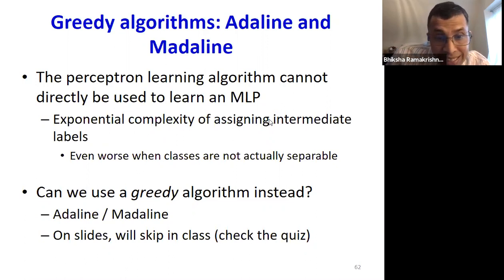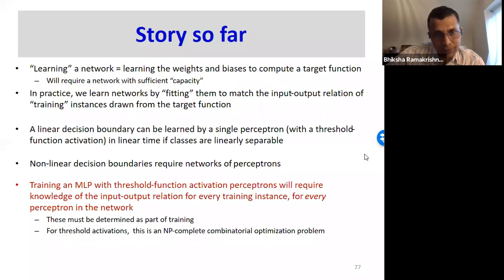We can try to use greedy algorithms instead. Bernie Widrow back in the day came up with these beautiful algorithms called Adaline and Madaline, which are greedy algorithms to try to solve this problem. They're still very valid. They are explained in some detail on the slides. They will figure in the quiz. Please take a look. And so here's the story so far.